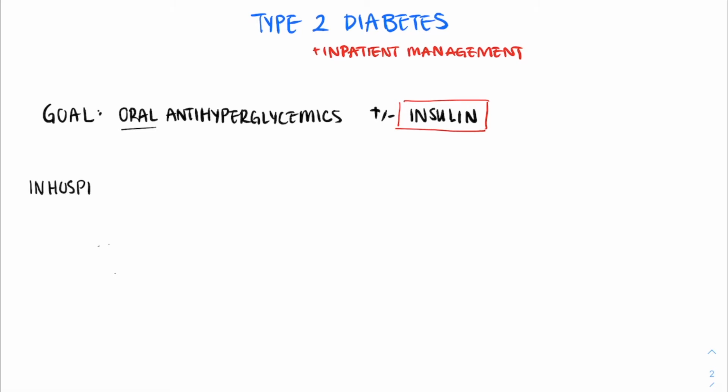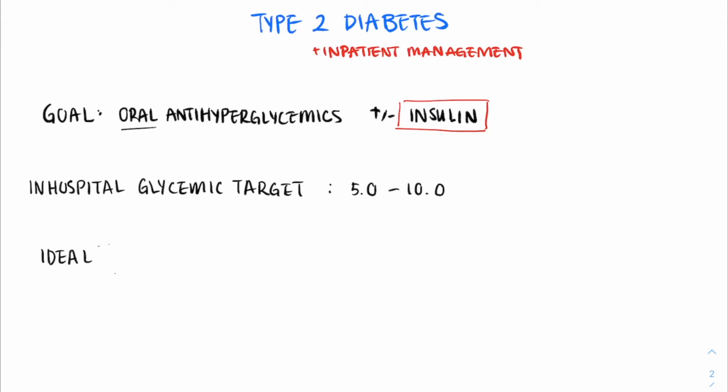Overall, our in-hospital glycemic targets are slightly higher than our outpatient targets. And in general, a good rule of thumb to remember is a target of 5 to 10. Specifically, this is a target of 5 to 8 preprandially and less than 10 for a random glucose.